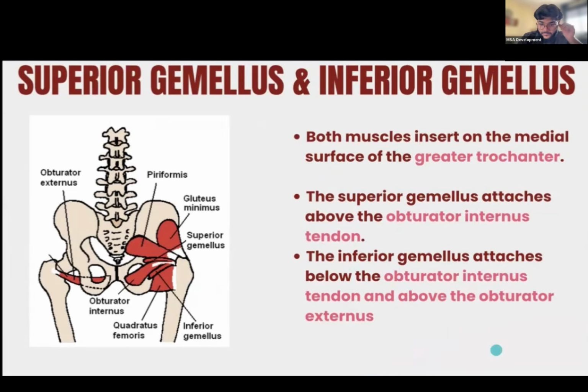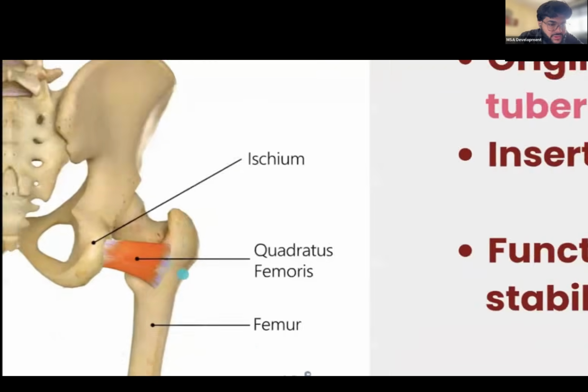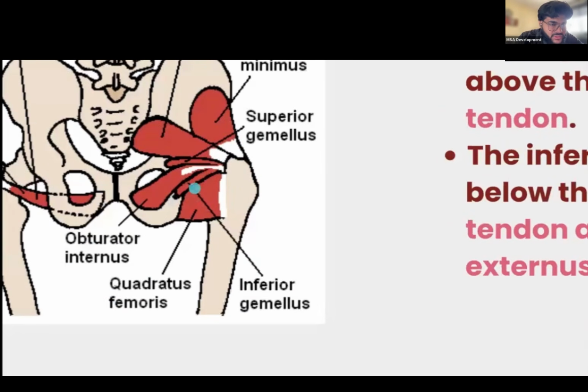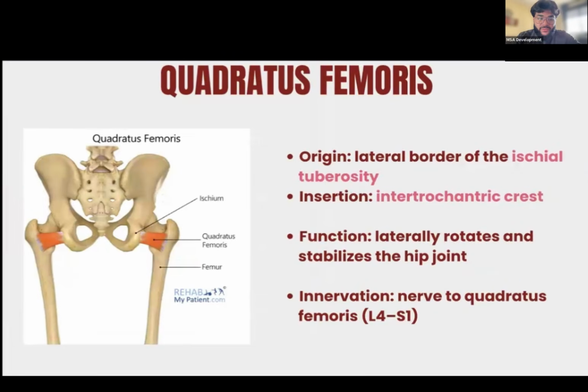Let's move on to the quadratus femoris. The quadratus femoris is a small square-shaped muscle. You could see it in the previous diagram over here as well. What this muscle is responsible for is lateral rotation and stabilization of the hip. So it only laterally rotates the hip and stabilizes it.